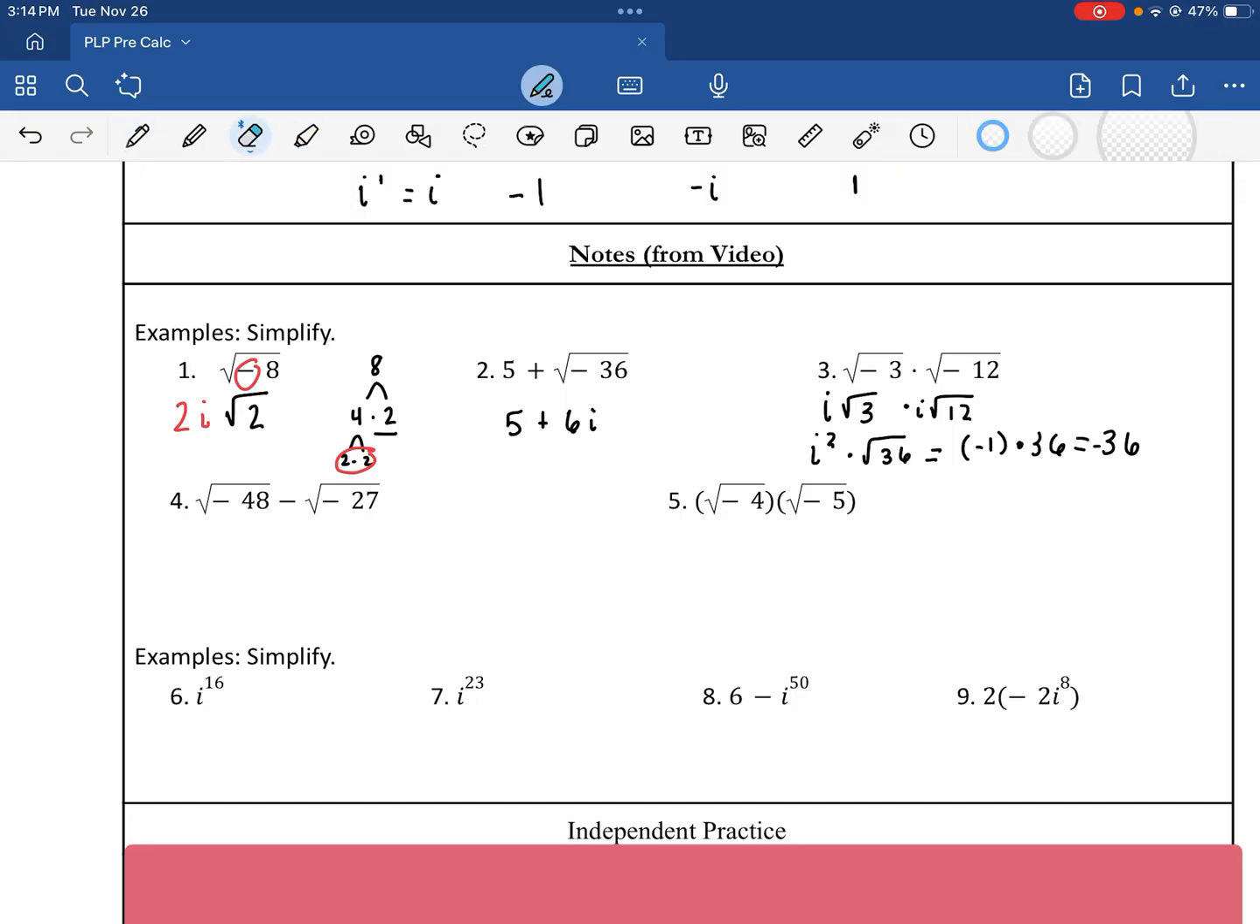Or sorry, not -36. Back up there. I said the square root of 36 was 6, and then I wrote it as 36. Let's fix that. So we have -6 as our answer.